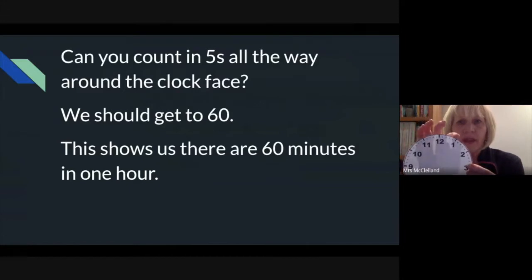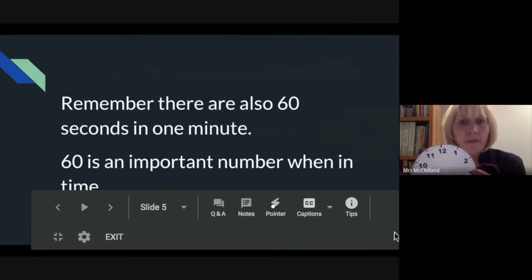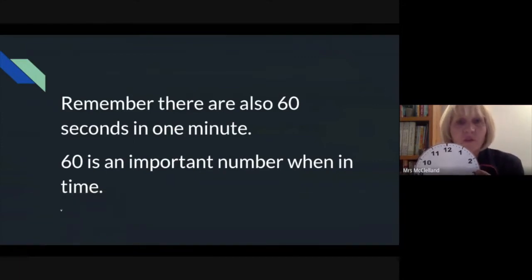So this would be 5, 10, 15, 20, 25, 30, 35, 40, 45, 50, 55, and 60. So this shows me that there's 60 minutes in 1 hour. 60 minutes in 1 hour. Remember, there's also 60 seconds in 1 minute. So 60 is an important number when we're working with time.